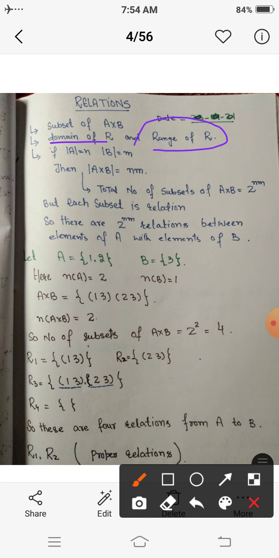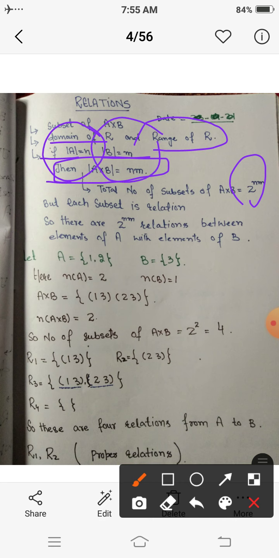Now you know that if we have two sets, set A and set B, where A has n elements and B has m elements, then the Cartesian product has nm elements, that is the product of these two numbers. So the total number of subsets of this set, because A cross B is in turn a set, is 2 raised to power mn. So there are 2 raised to power nm relations possible from A to B when the cardinality of A is n and the cardinality of B is m.